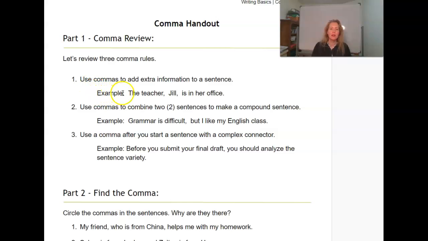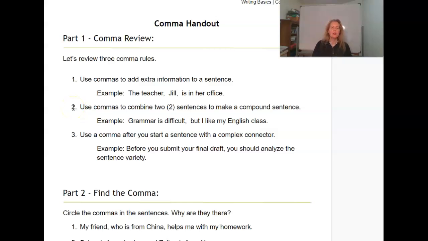For example, the teacher, Jill, is in her office. So I'm just adding in this extra name in the middle of my subject verb. The teacher is in her office. The teacher, Jill, and can you hear the comma? The teacher, little pause, Jill, little pause, that's the music of a comma, is in her office.